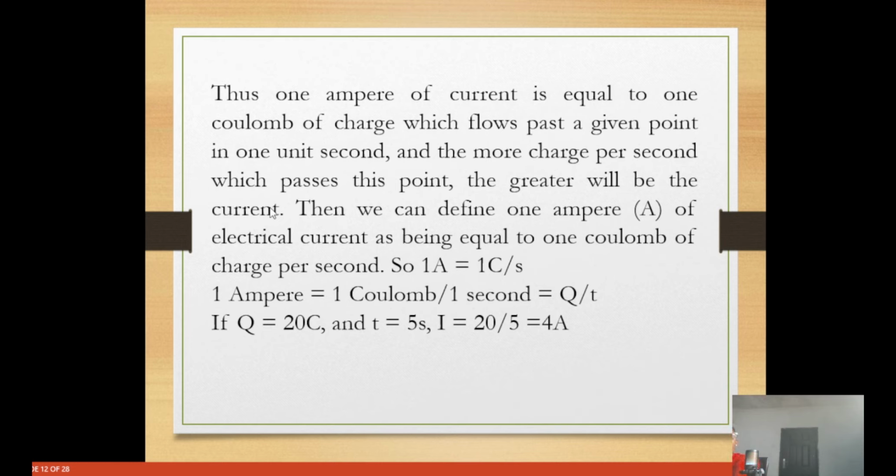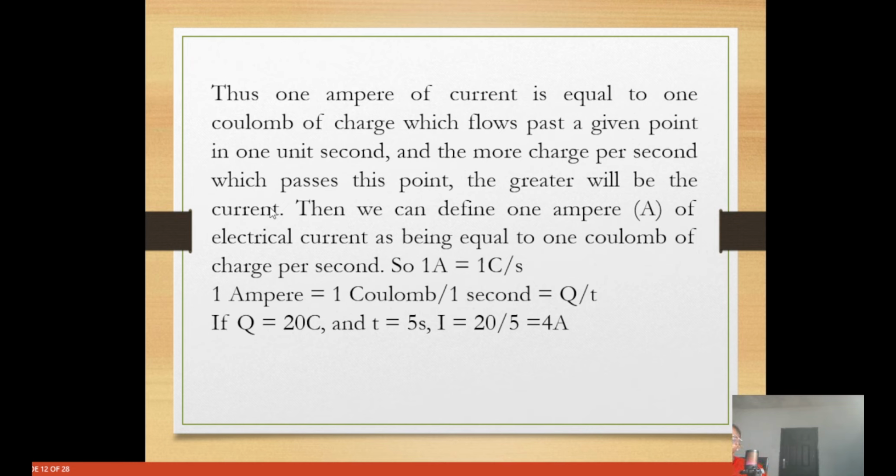Automatically, ampere is what? Charge per time, that is Q divided by T, that is our current. Then we can define 1 ampere (A) of electric current as being equal to 1 coulomb of charge per second. The amount of charge that passes in a second is called the ampere. So 1 ampere is 1 coulomb divided by 1 second, and the formula is Q divided by T.